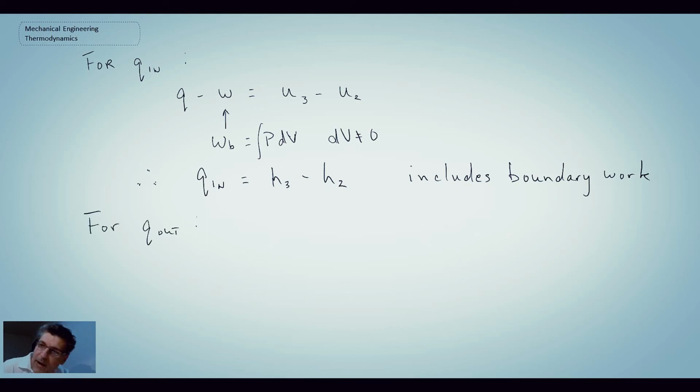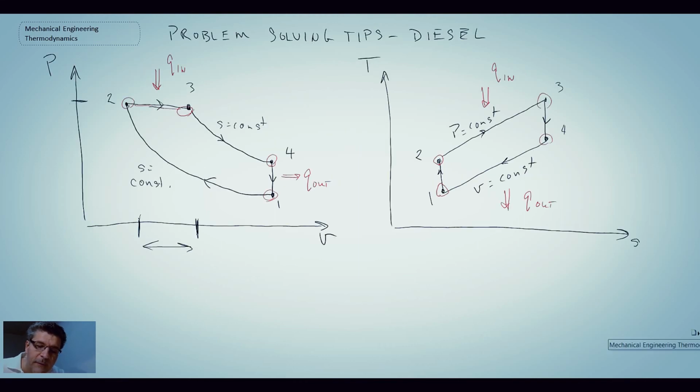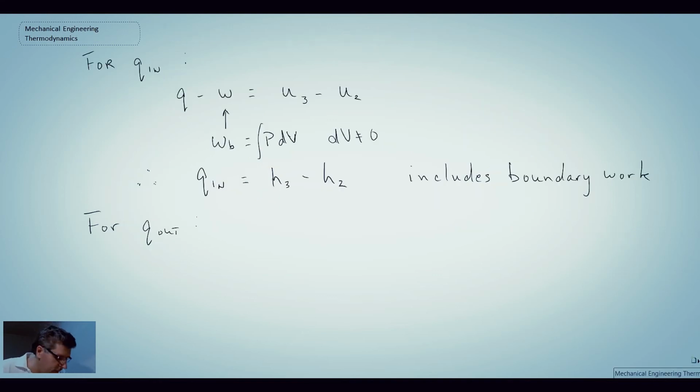Now for Q out, let's take a look back at our process diagram. This is where we have the heat rejection. So here, there is no change in volume. So for the heat rejection process, we do have the fixed volume, and so when we write out the first law for a fixed mass, we can drop that work term because there's no boundary work, and so what we're left with is Q out is U4 minus U1.